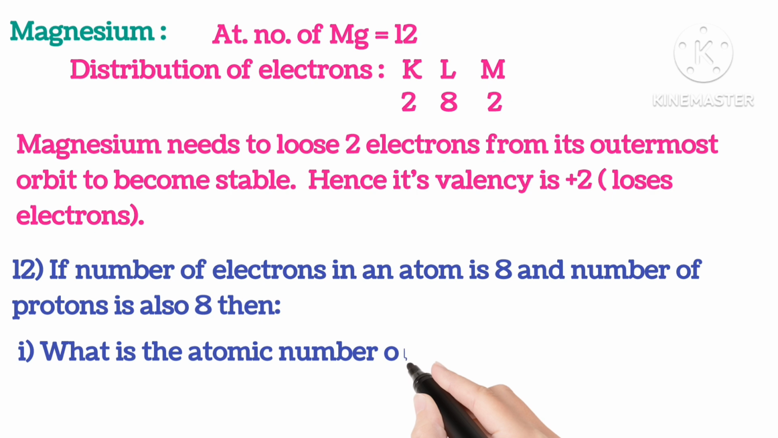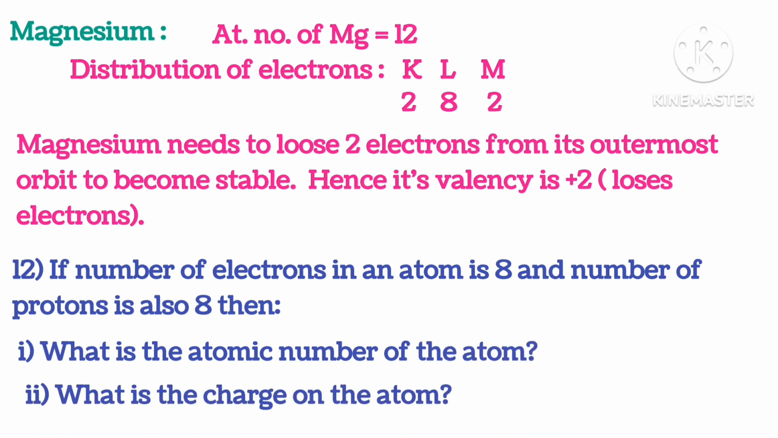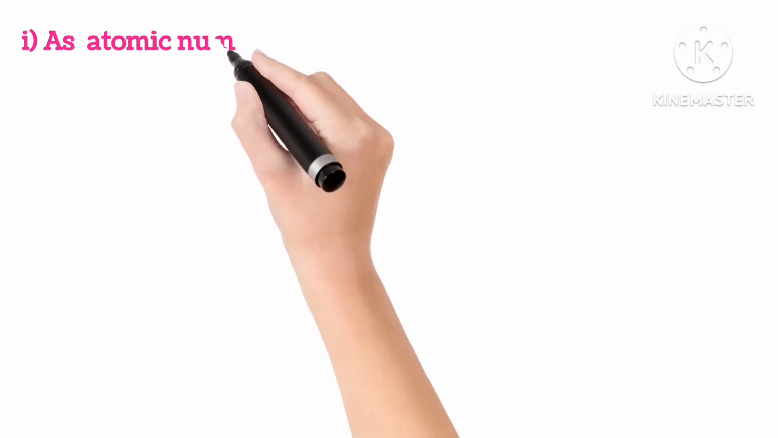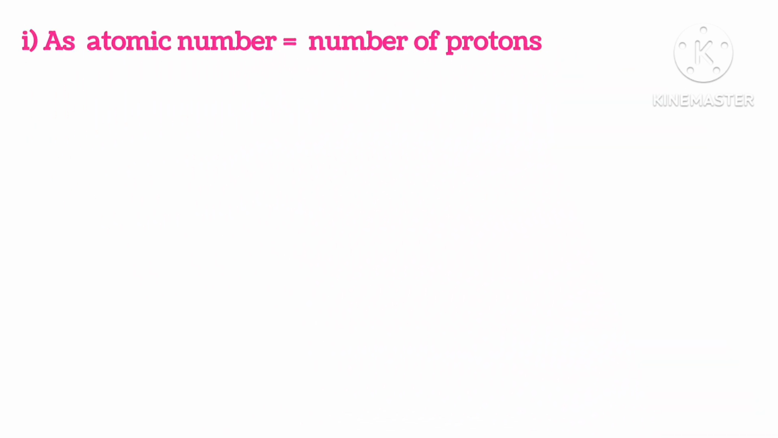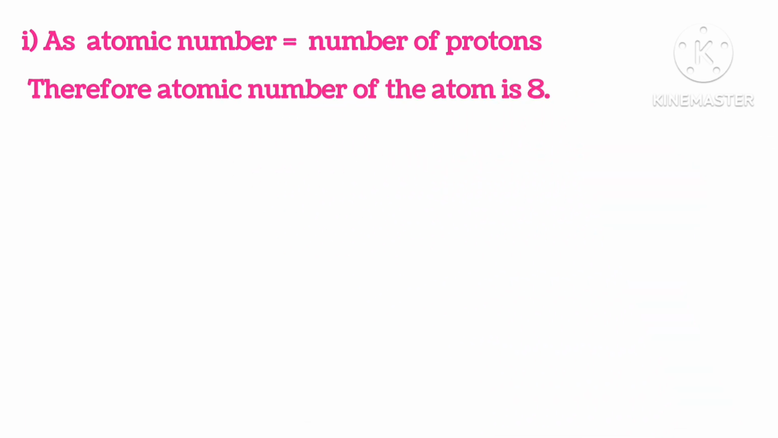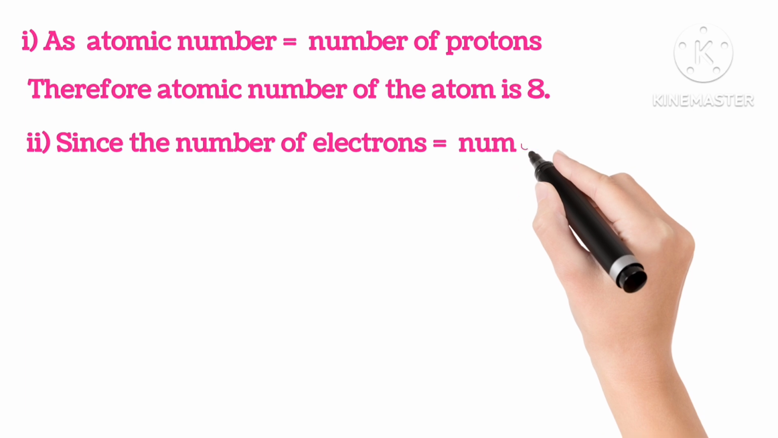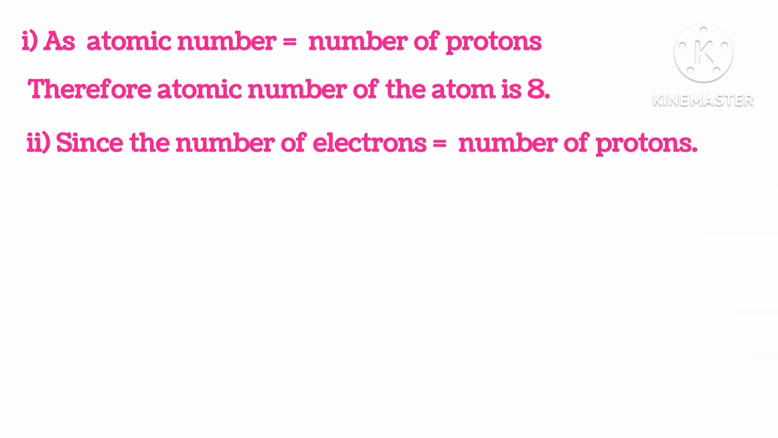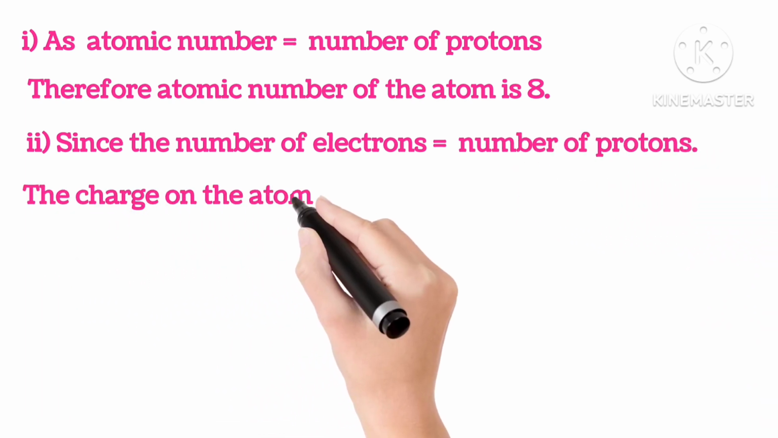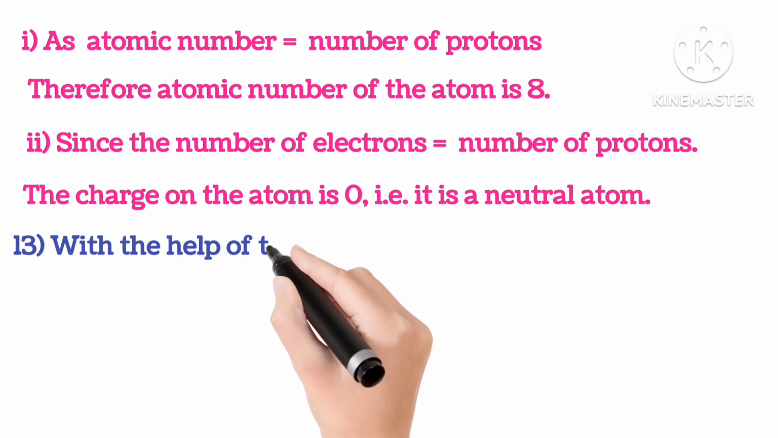If the number of electrons in an atom is 8 and the number of protons is also 8, then what is the atomic number of the atom and what is the charge on the atom? As the atomic number is equal to the number of protons, therefore the atomic number of the atom is 8. Since the number of electrons is equal to the number of protons, the charge on the atom is 0, that is it is a neutral atom.